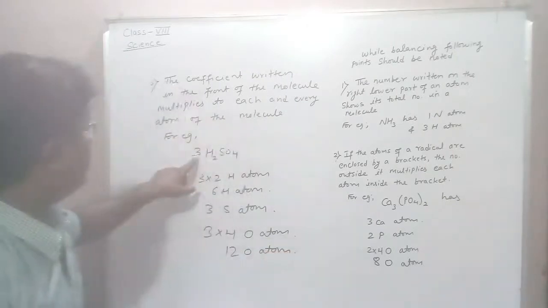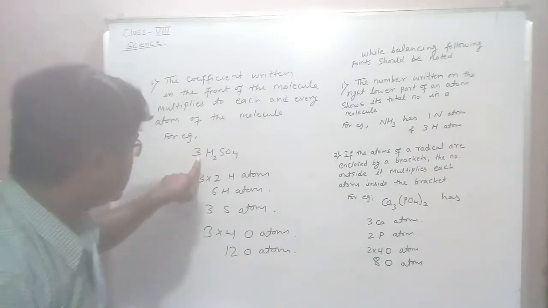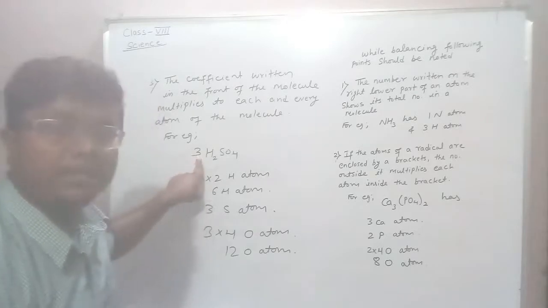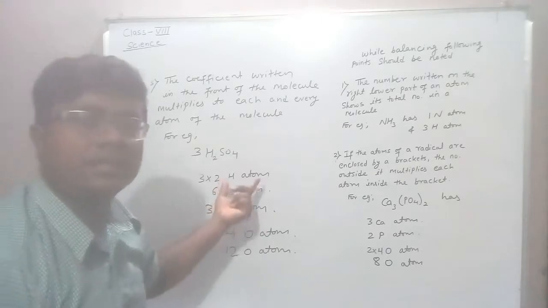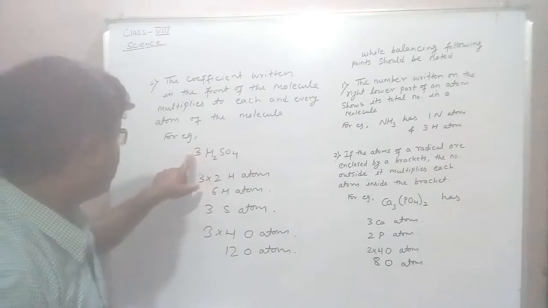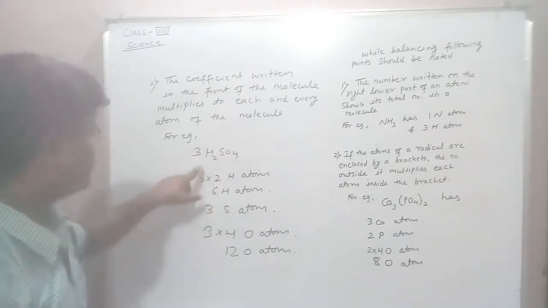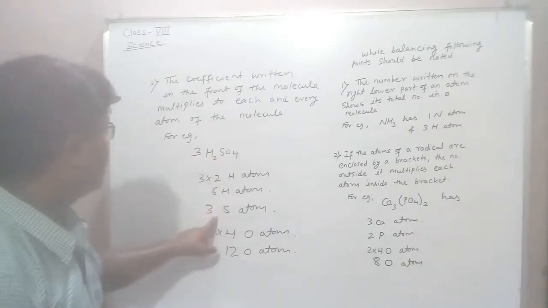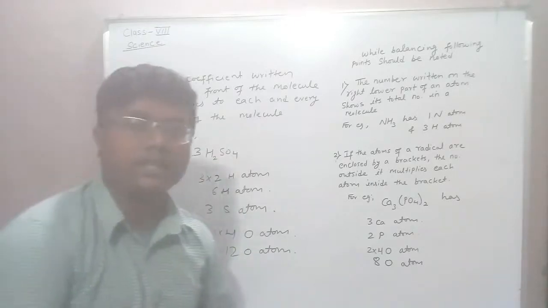The coefficient written in front of the molecule is multiplied with each and every atom present in the molecule. So here, in H2SO4, this 3 is multiplied to hydrogen also, this 3 is multiplied to sulfur also, this 3 is multiplied to oxygen also. So there are 6 hydrogen atoms, 3 sulfur atoms, and 3 into 4, that is 12 oxygen atoms.